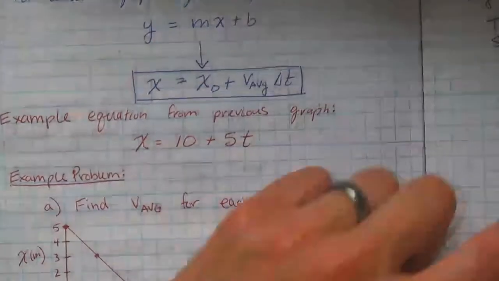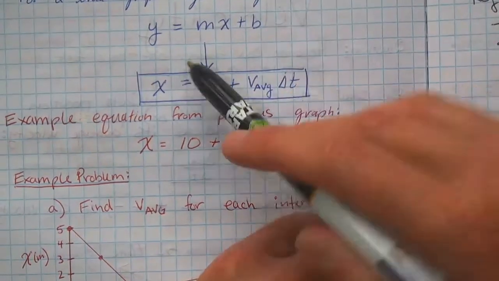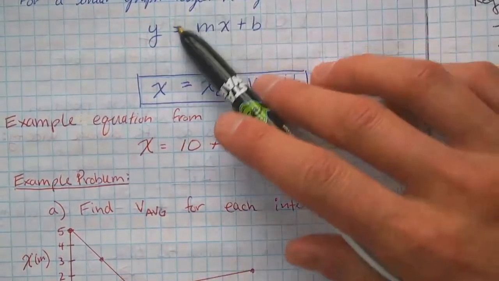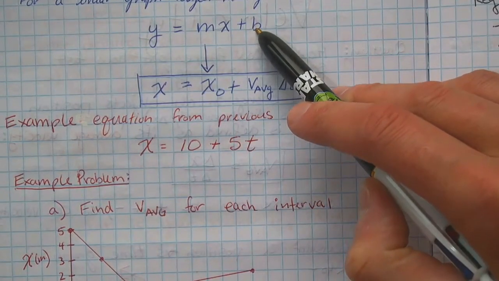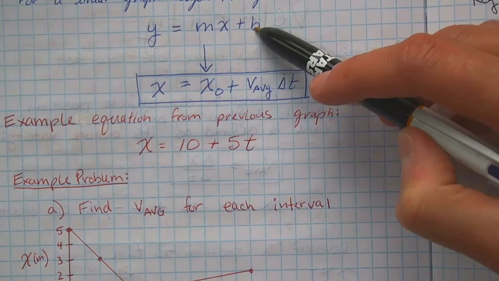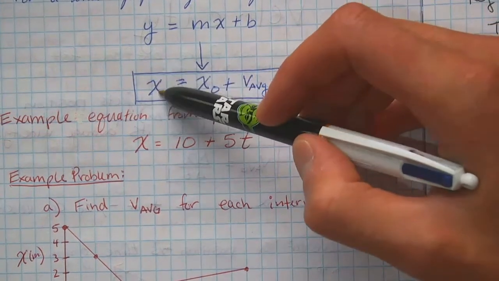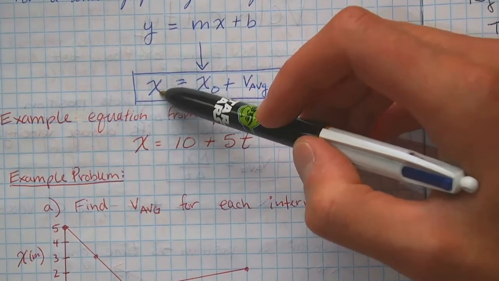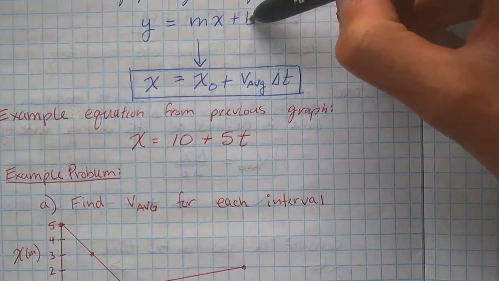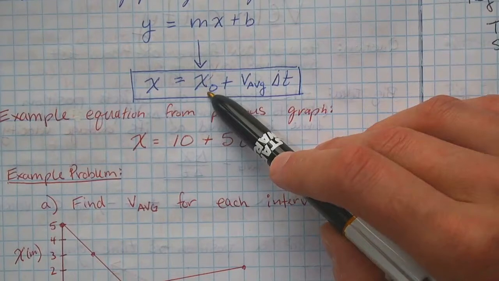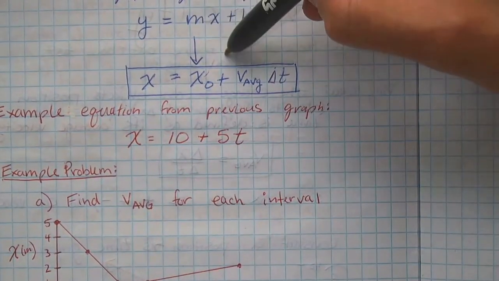For a linear graph, the graph is going to tell you that our object is moving at a constant speed. Remember, linear lines in math can be written as y equals mx plus b. That's just the general form for a linear graph. If we look at this, y represents where the car is, so we're going to replace that with an x, because remember we use x for horizontal position. Our y-intercept is going to become the initial position, and the slope is going to become the average velocity. So that's what's going on there.